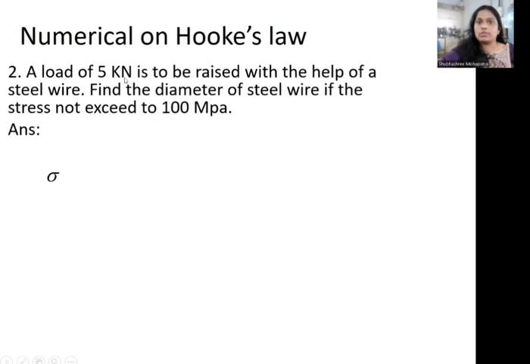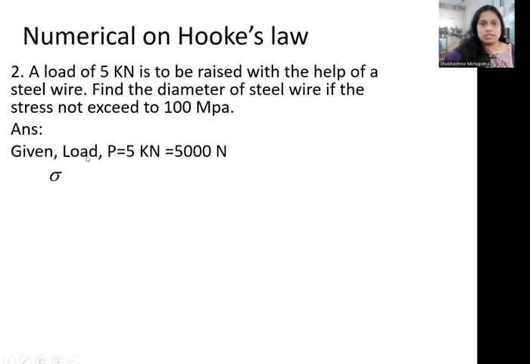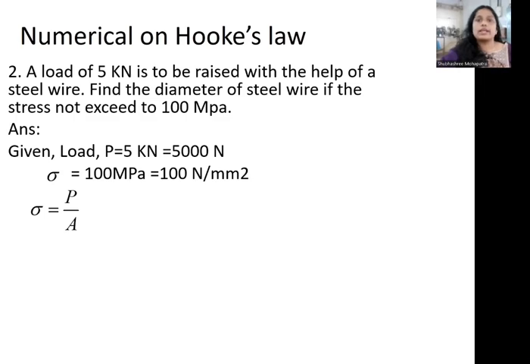A load of 5 kilonewton, that means P is given, is to be raised with the help of a steel wire. Find the diameter of the steel wire if the stress does not exceed 100 megapascal. According to the given data, load is given as 5 kilonewton and stress is given as 100 megapascal. So 1 megapascal is equal to 1 Newton per mm square. So here 100 megapascal will be equal to 100 Newton per mm square. And P is given in kilonewton, so we have to convert it to Newton. We have to find out the diameter.